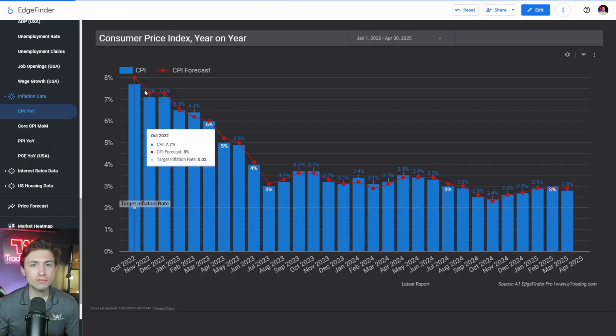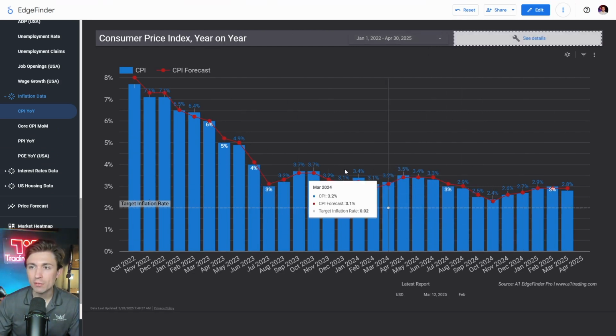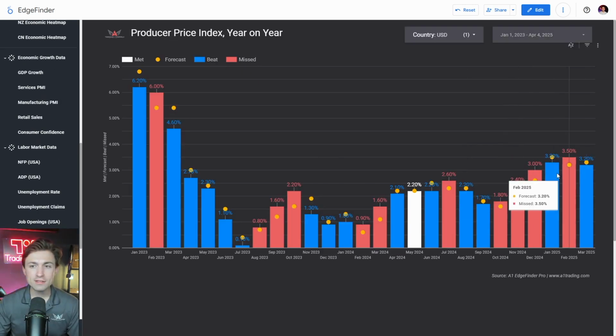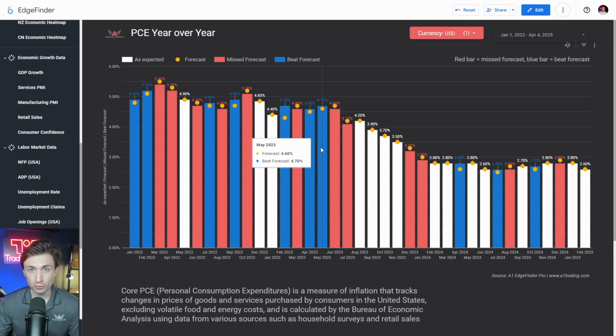And then we get into inflation data. Here's the consumer price index year over year. And what we can see is you of course have the US overall inflation coming down, going sideways, etc. We also have core CPI month over month, the producer price index, and the Fed's preferred measurement of inflation, PCE, personal consumption expenditure. And we also have that color coding system from earlier as well for here.